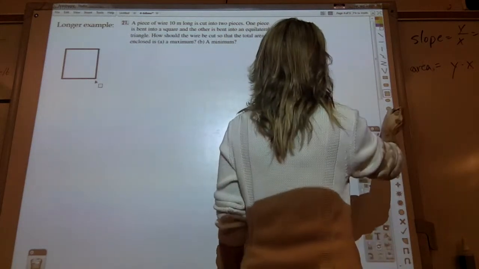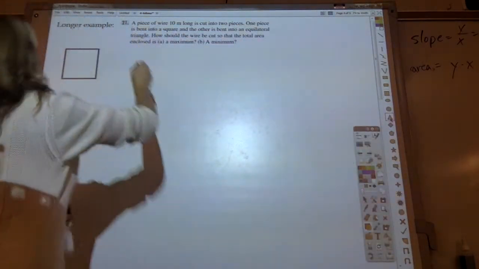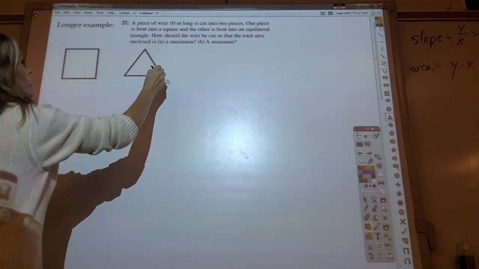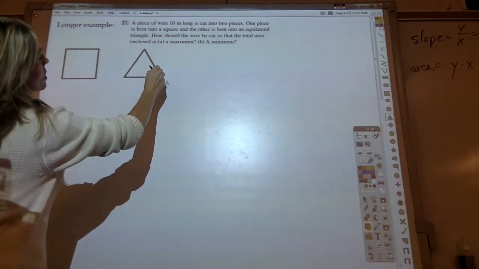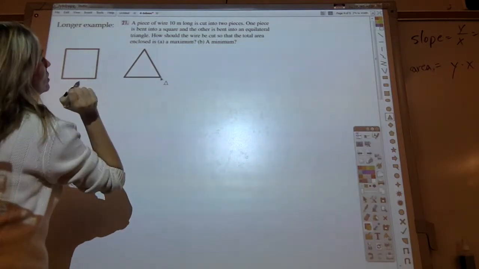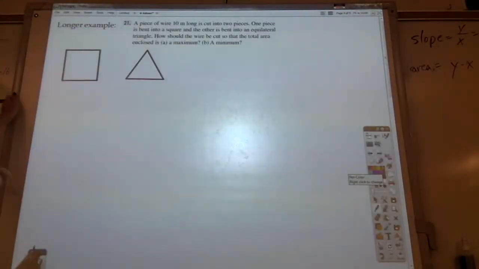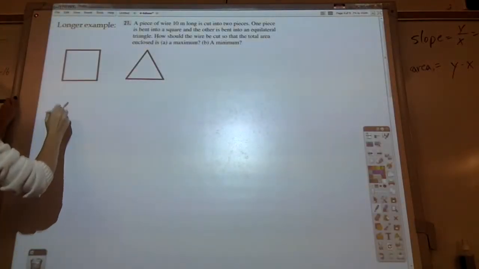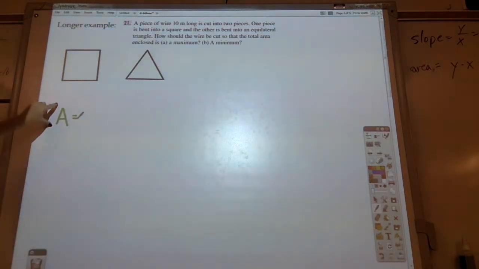Square. That's not automatically an equilateral. Tell me when to let go. Right there? It's good enough. Okay, so we want the total area enclosed. This is the quantity to be optimized. We just have to come up with a formula.